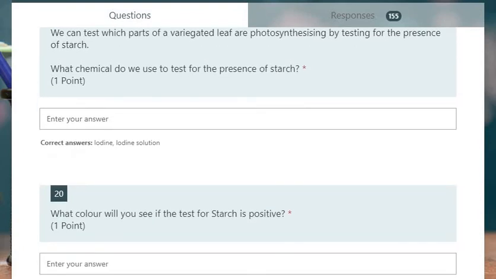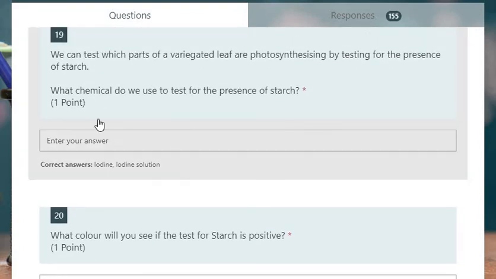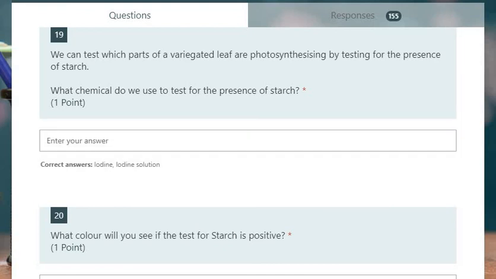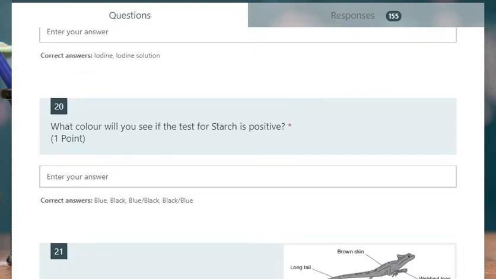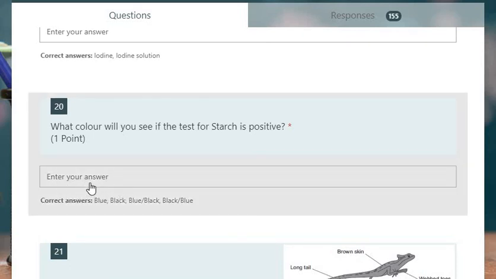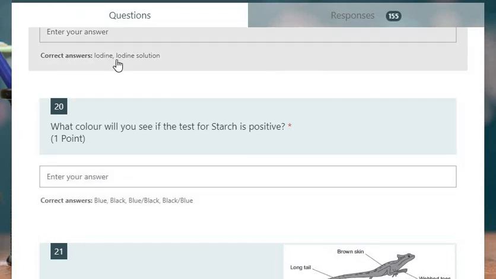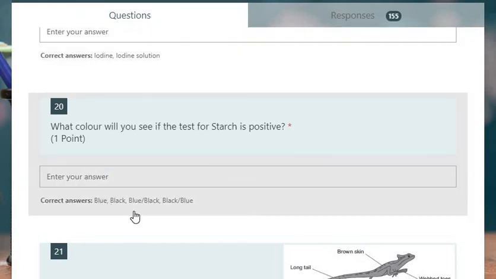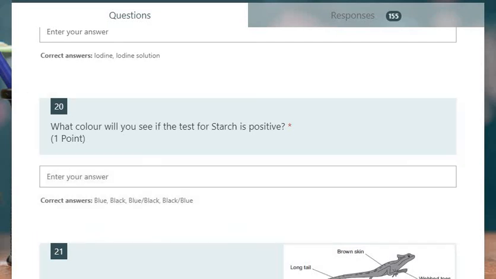19, lots of you remembered this. So the chemical to test for starch is iodine. And what colour will you see if there's starch there? If the test is positive, it will be blue or blue-black or black. Any of those options are fine. A few people put orange. That's the colour the iodine is originally, but when it's in the presence of starch it changes colour. So it goes from orange to that blue-black colour.